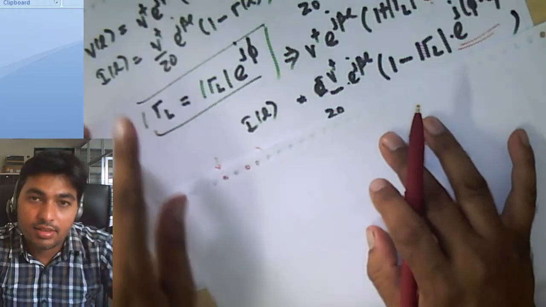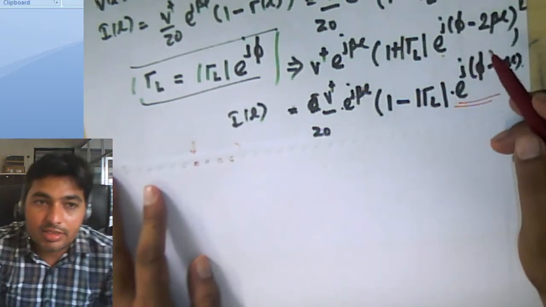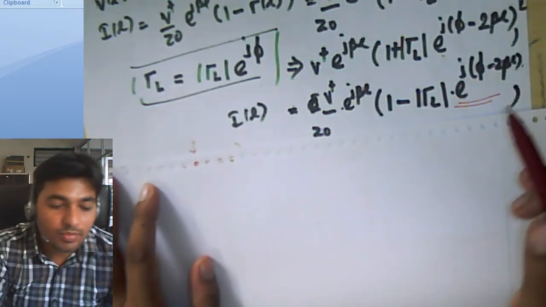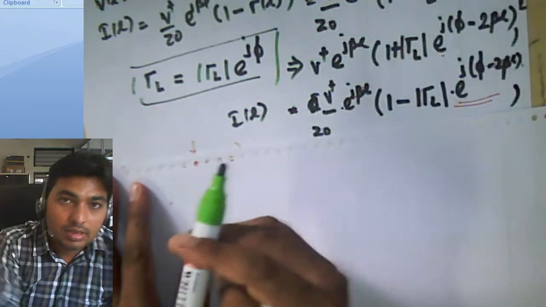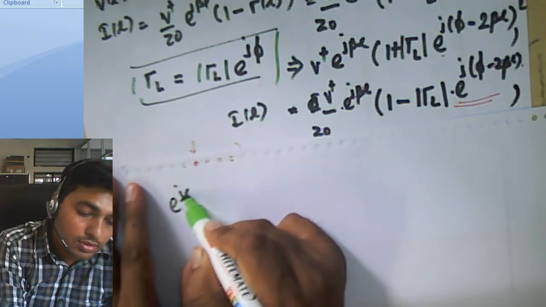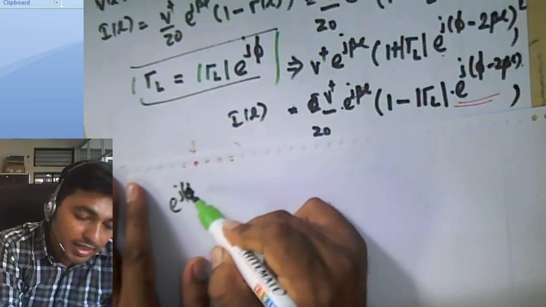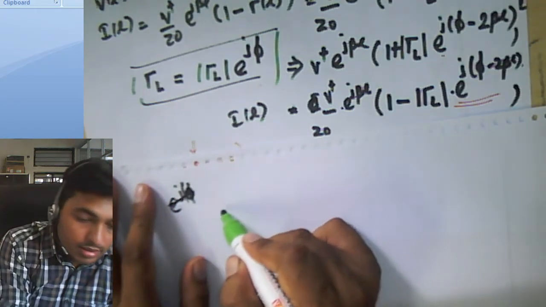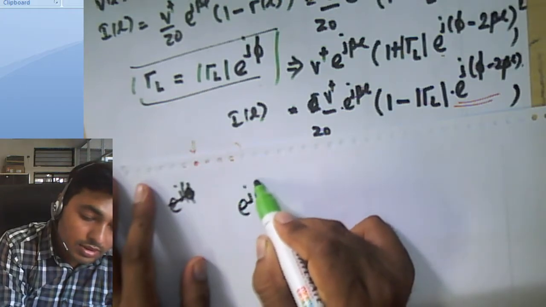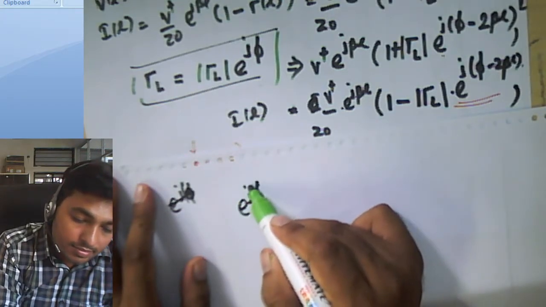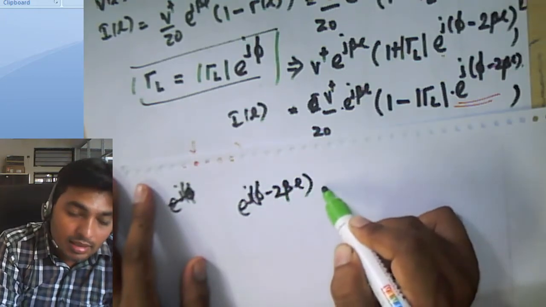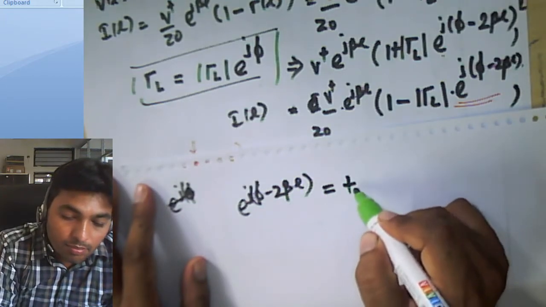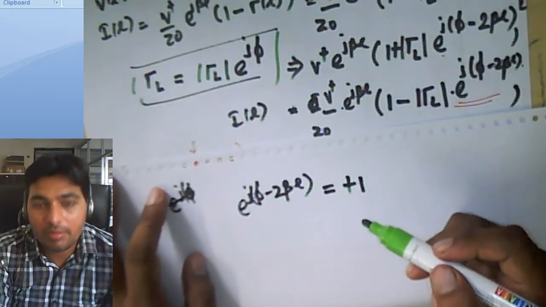let us take when this e raised to j phi minus 2bl becomes 1. If this quantity becomes plus 1, then what will happen?